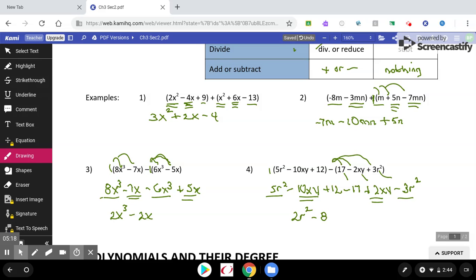If I combine the coefficients, I get negative 8. Whatever follows doesn't change. And I got a positive 12 and a minus 17 for a total of negative 5. And that's it. So really all you've got to look out for on the addition and subtraction ones is to make sure you are switching the signs on the second one when doing a subtract problem.